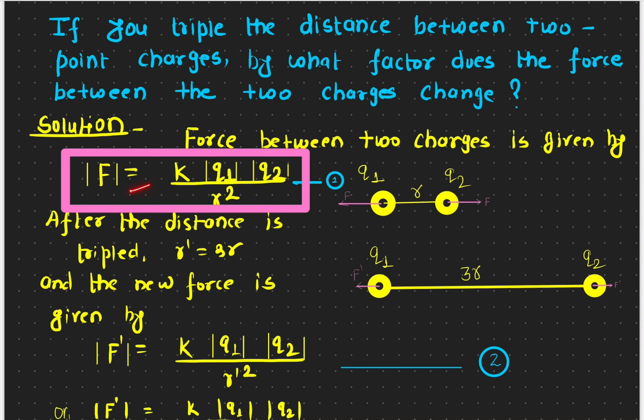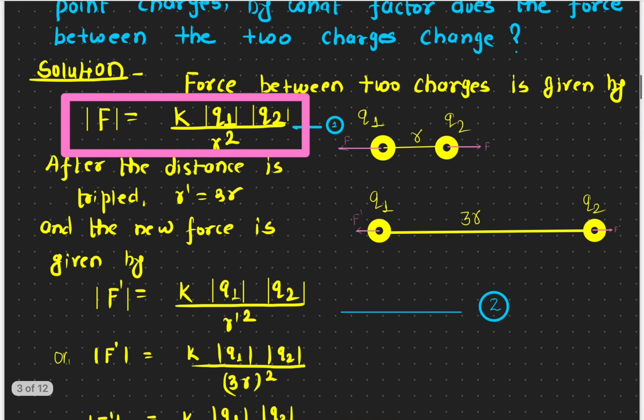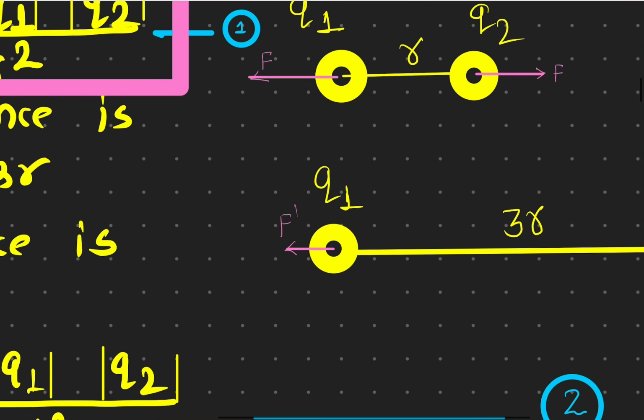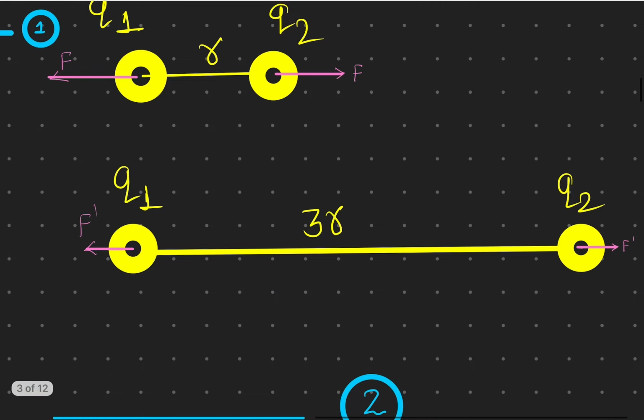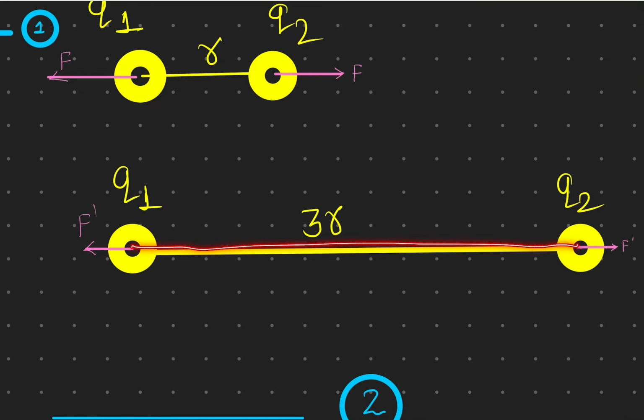So this force is for this condition. Now let's calculate the force again when the distance is tripled. In this case, let's call the force F prime. You can see here, the force when the two charges are separated by distance r, we call F. And now when the distance between the two charges is tripled, we call that force F prime.